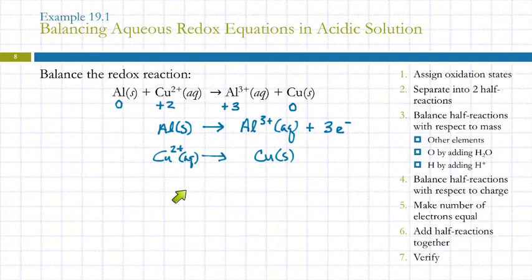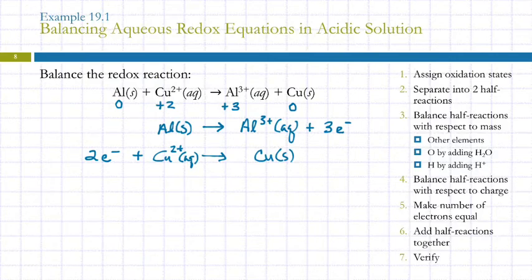This one, I've got the positive charges over here, and so that's where I need to add the electrons. I need 2 electrons. I need the charges to be the same on each side. Everybody okay with that? So step 5, make the number of electrons equal.